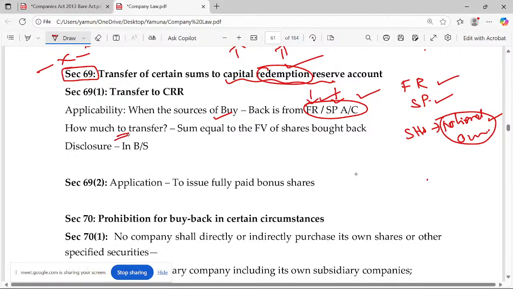Okay. How much to transfer? A sum equal to the face value of shares bought back. You need not go for the premium. Only the face value of shares. And you have to clearly disclose it in the balance sheet.